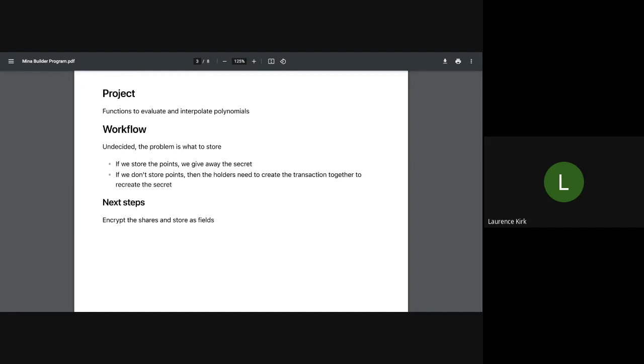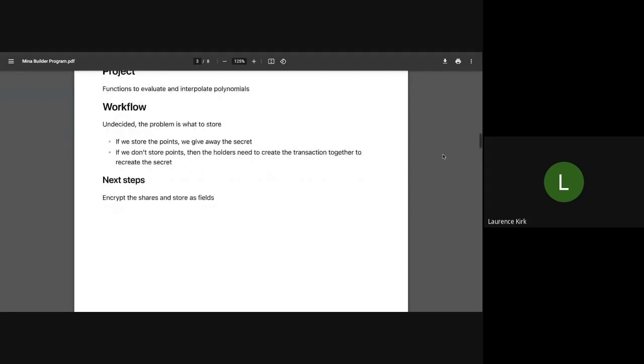Perhaps, having stored the shares, we can get the users to sign for those, and then restore those offline and then combine those. But yeah, that turned out to be a little bit more tricky to work out.